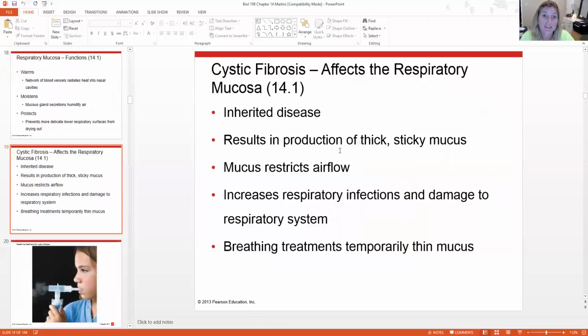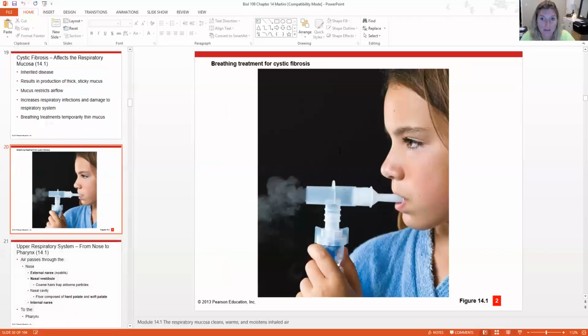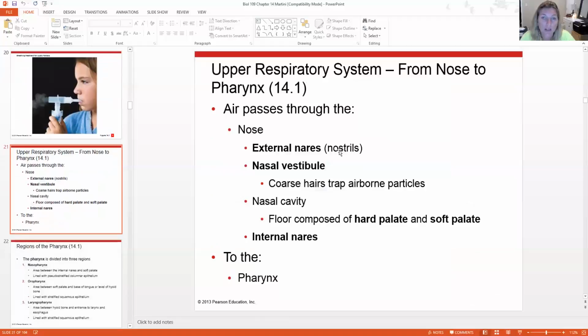Cystic fibrosis is a disease that affects the respiratory mucosa. It's an inherited disease, results in the production of sticky, kind of thick mucus, restricts the airflow, increases respiratory infections and damage, and breathing treatments are available to help thin out that mucus. Very sad disorder. Individuals don't live very long with it because there's no cure for it.